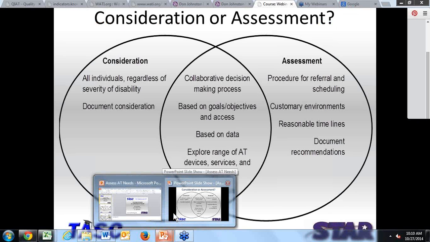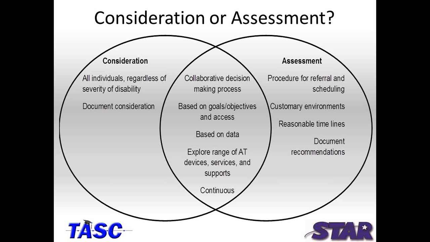And in your handout, I've also provided this chart because it kind of helps me visualize the difference. A consideration and an assessment have some similarities. They're both a collaborative decision-making process. So we have the IEP team, and maybe the special ed teacher, and maybe the speech therapist, and maybe the occupational therapist, and maybe the parents. Everyone is on a team making the collaborative decision. That's both for consideration and assessment.